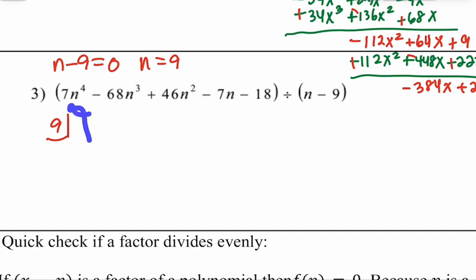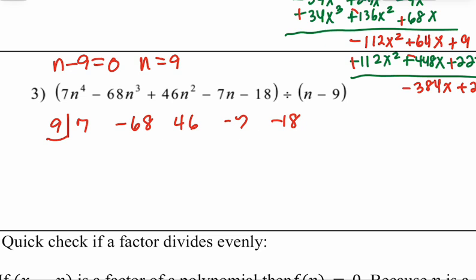Its powers are going 4, 3, 2, 1, nothing. Perfect. So then you're going to pull out the coefficients exactly as they appear. Okay. So positive 7, negative 68, positive 46, negative 7, and negative 18. And separate them. You're just pulling out the numbers. You're not adding or subtracting those numbers.